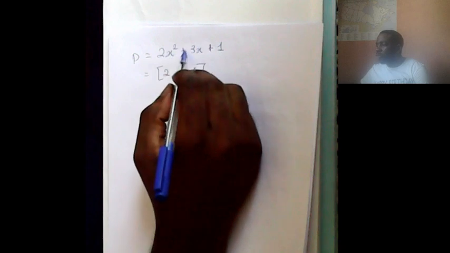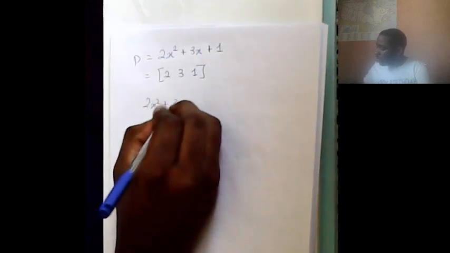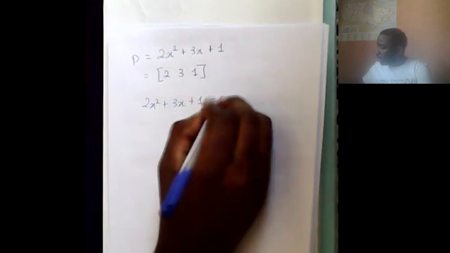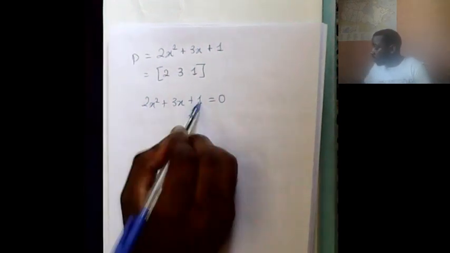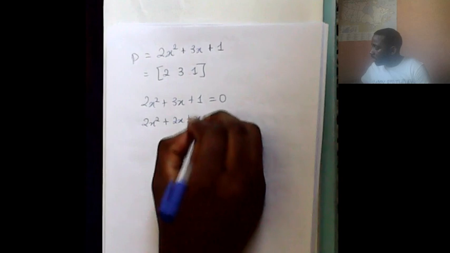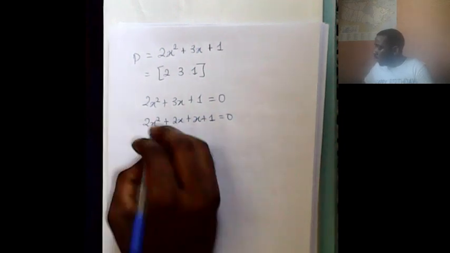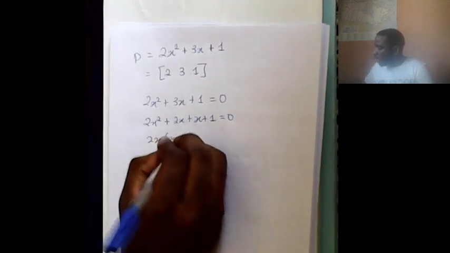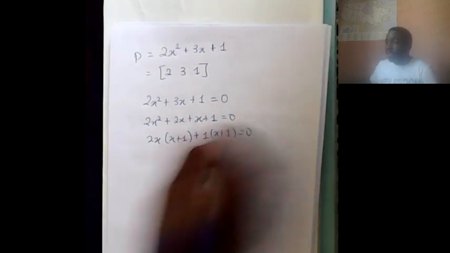If I want to solve this polynomial to find its roots, to find the values of x that will make this polynomial equal to 0, what will I do? 2x squared plus 3x plus 1 equals 0, right? I need to look for two numbers that when they add, they will give me 3x, and when they multiply, they give me 2x squared. So those numbers will simply be plus 2x plus x plus 1, right? All of that has to be equal to 0. So what is common in these two? I have 2x, which is common, giving me x plus 1. And here, I have 1, which is common, to give me x plus 1 equals 0, right?